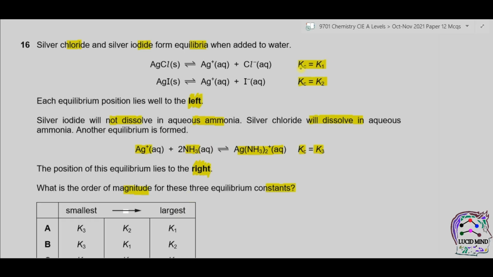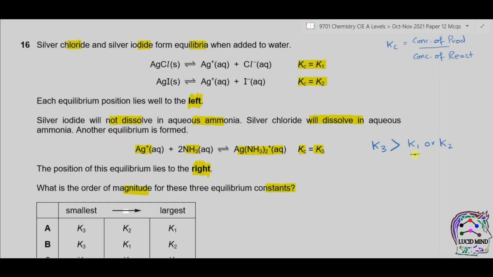We have to find out which one is the smallest among K1, K2 and K3 and which one is the largest. As Kc is the concentration of product divided by concentration of reactants, it means more soluble product will have higher value of Kc and less soluble salt will have lower value of Kc. As we can see that each equilibrium position lies well to the left, so therefore K1 and K2 are small, and in K3 it says the position of equilibrium lies to the right. It means that the concentration of product is higher. So we can say that K3 is greater than K2 or K1.